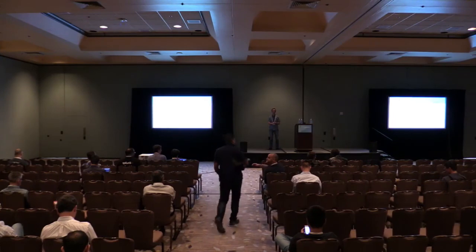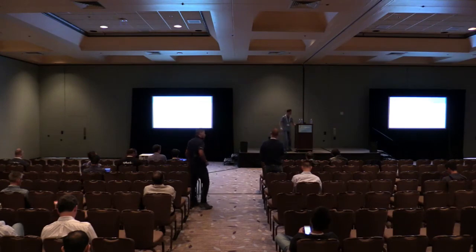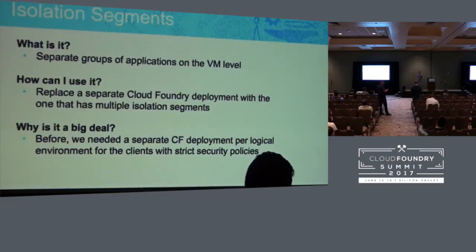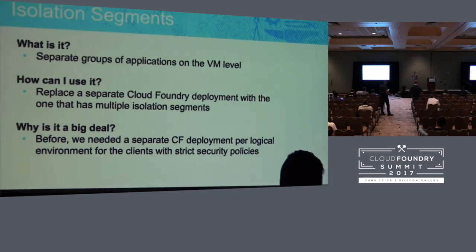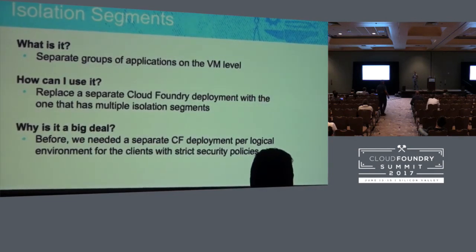The isolation segments that you mentioned last, what are the criteria you can use to segment your apps? Can you do it by org, by space? Do you have any information on that? You have to define your isolation segments in two places. First, you define them in your BOSH deployment, where you mark the cells that are from one segment or another segment. And then you can bind your isolation segment to your organization.